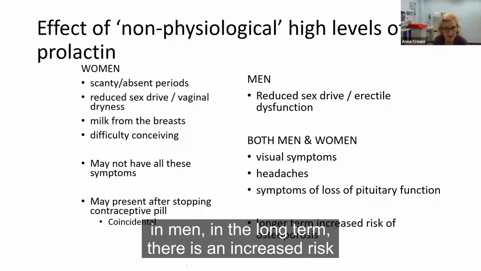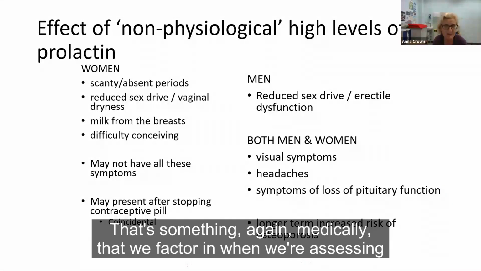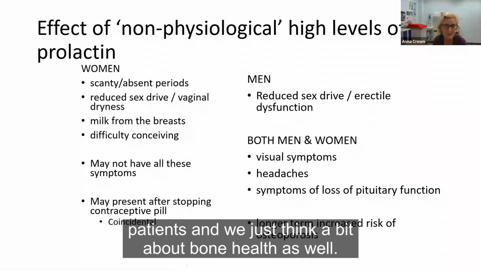And in both men and women, if the prolactinoma lowers the levels of estrogen in women or testosterone in men, in the long term, there is an increased risk of osteoporosis, which is bones becoming more brittle and liable to fracture. So that's something, again, medically that we factor in when we're assessing patients, and we just think a bit about bone health as well.